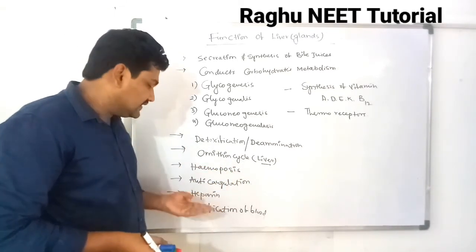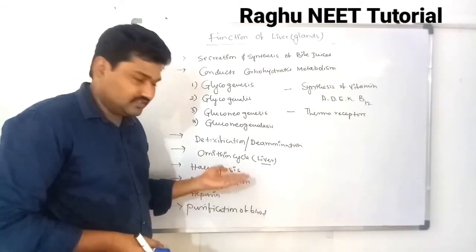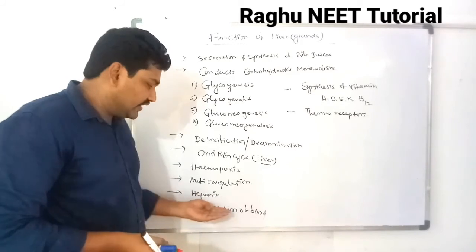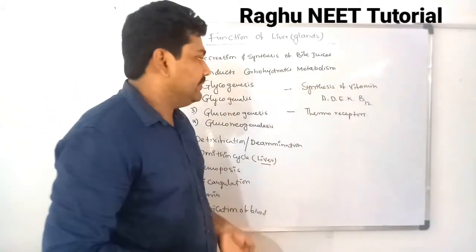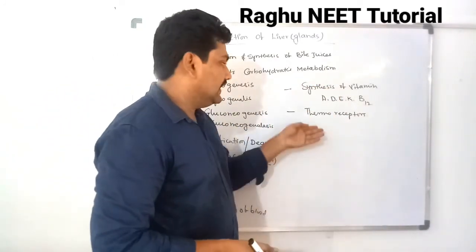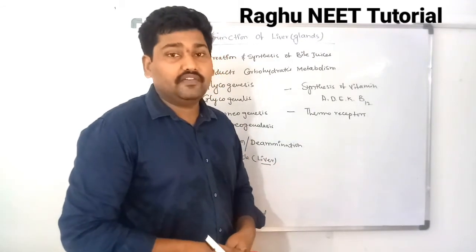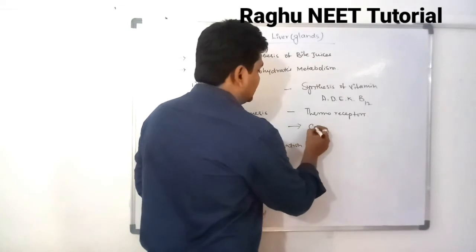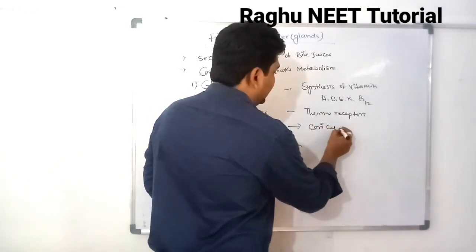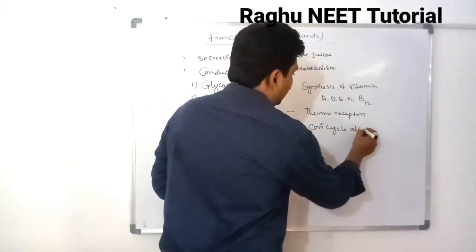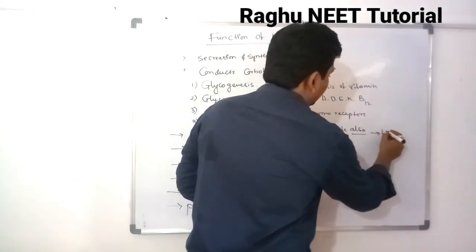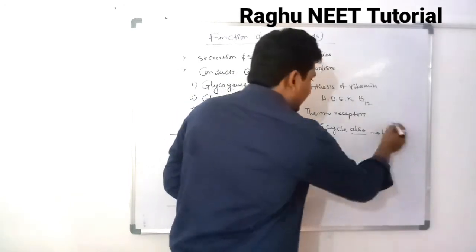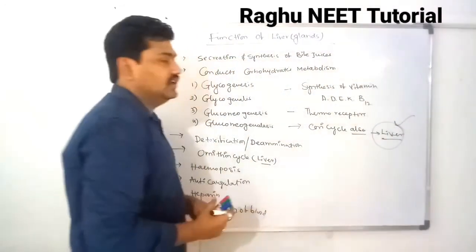Nothing but hemopoiesis. Anticoagulation, secretion and synthesis of heparin. Next one, purification of the blood. Synthesis of vitamins A, D, E, K and B12. And these act like a thermoreceptor. And very important, the Cori cycle also occurs in the liver region. It converts into glucose molecules. So this occurs in the liver region. So these are the functions of the liver.